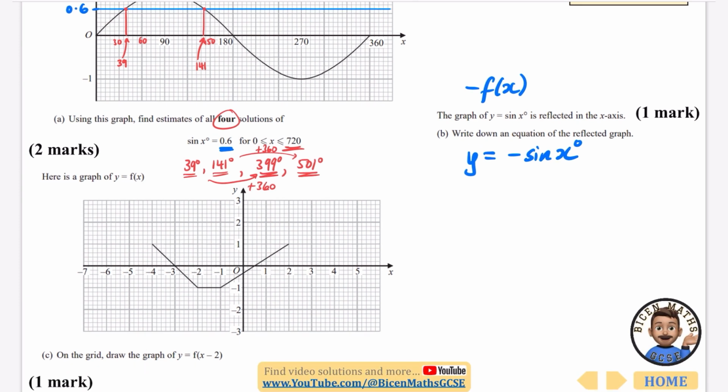And then for part C, here is a graph of y equals f of x. On the grid, draw the graph of y equals f of x minus 2. So that means all of the x coordinates are having 2 added onto them. It kind of does the opposite of what you think. So it's a translation of 2 spaces to the right. So if I move this point 2 spaces to the right, I'm also going to move this point down here 2 spaces to the right.